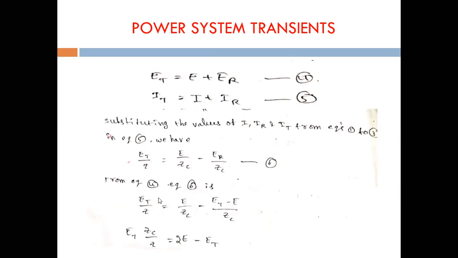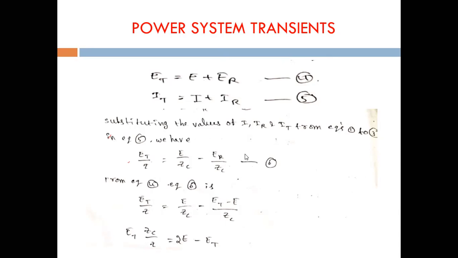From equation number 4, equation 6 can be rewritten as ET by Z is equal to E by ZC minus, substituting ER. Substitute that ER value from equation number 4. ER is equal to ET minus E. Therefore, ER is equal to ET minus E.